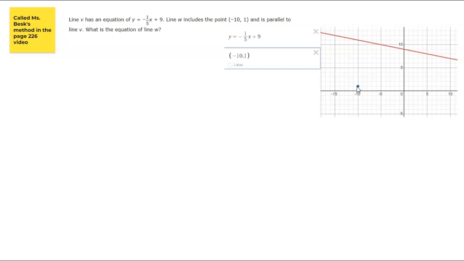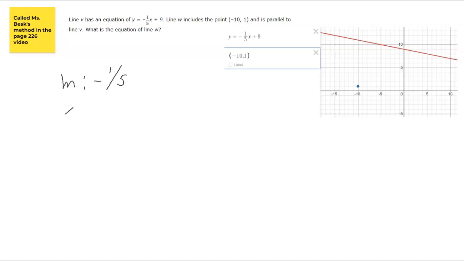And the line that we draw is going to be called line W, and it's going to run parallel to the red line V. All right, so here's a method that you can use, one of several methods. You can look at the information you're given. You're given the slope of the existing line, and the slope of the existing line is -1/5. So record the slope is -1/5.